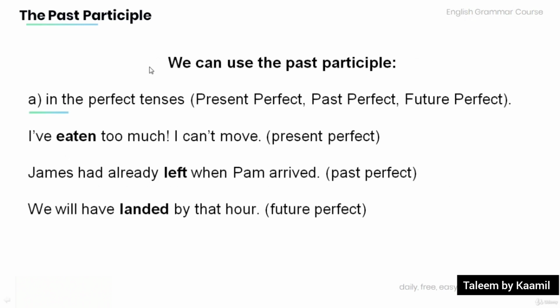Remember that we can use the past participle, A, in the perfect tenses such as the present perfect, the past perfect, and the future perfect. Have a look at the examples below. I've eaten too much. I can't move. Note that the past participle in this sentence is used in the present perfect.